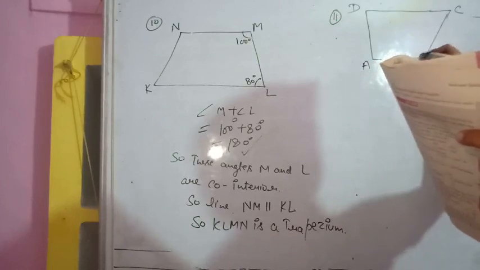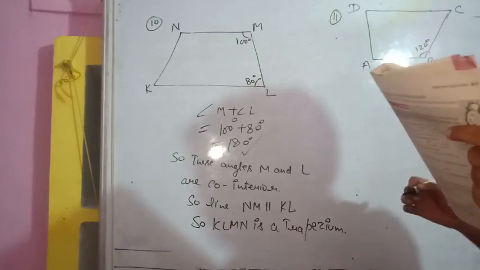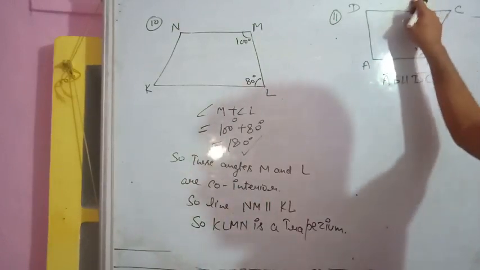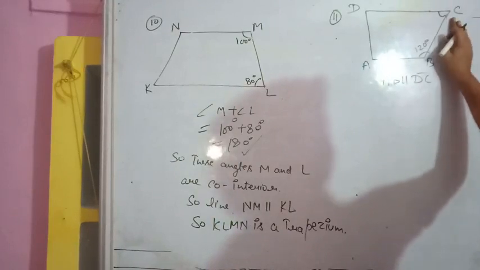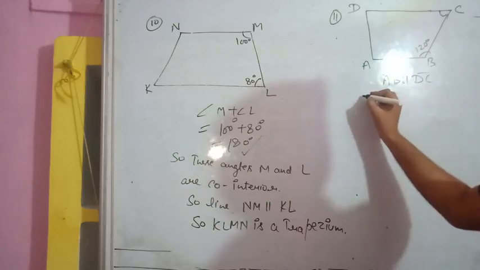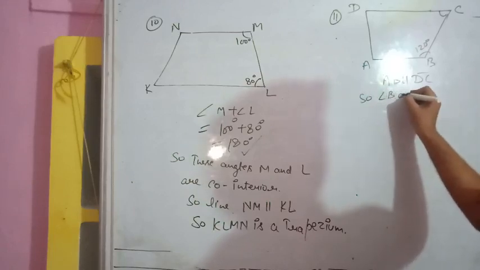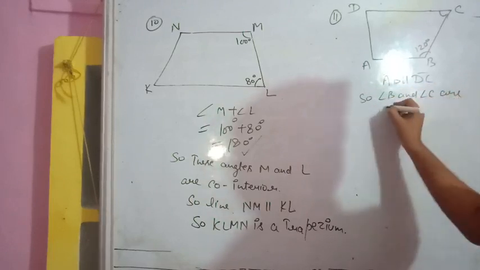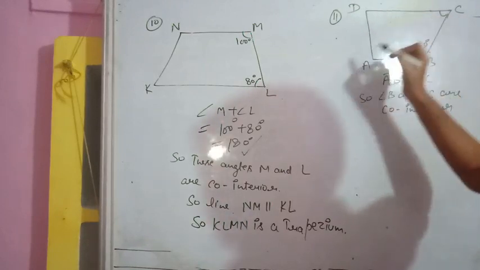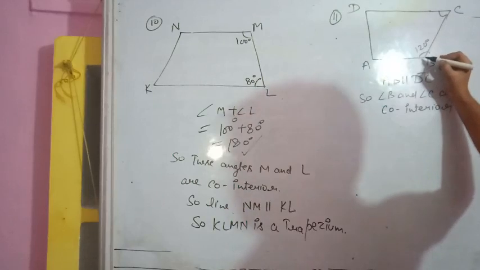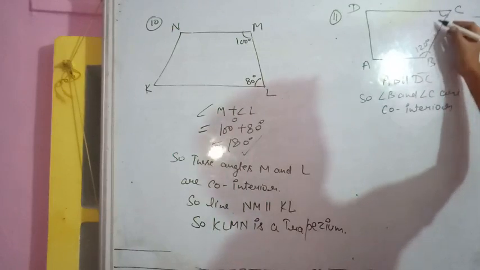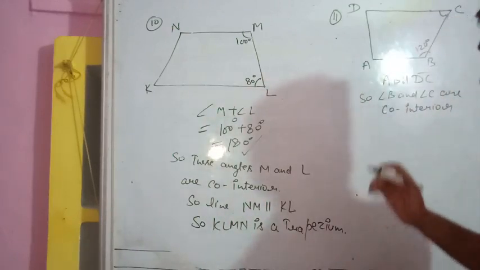DCBA, 120 degree. Now students, AB is parallel to DC. If AB is parallel to DC, one pair of opposite sides is parallel, and angle C is missing to us. Angle B and angle C are co-interior angles, because these two lines are parallel and a transversal is drawn. The sum of interior angles on the same side of the transversal is always 180 degree, and this property is known as co-interior angles.